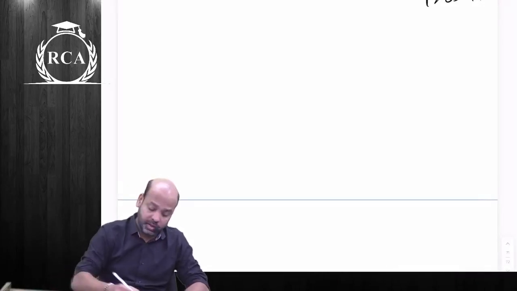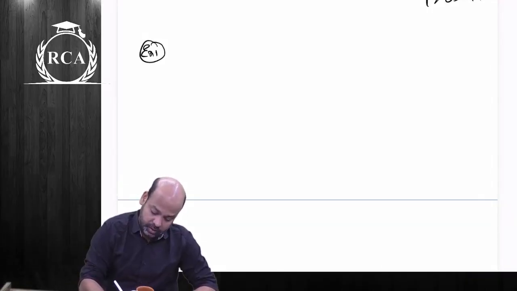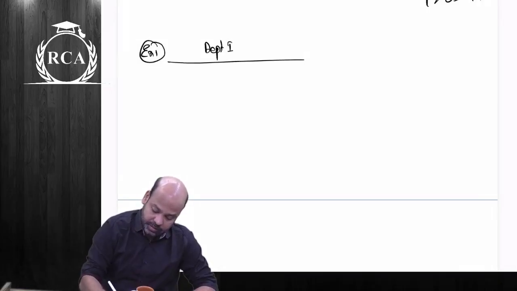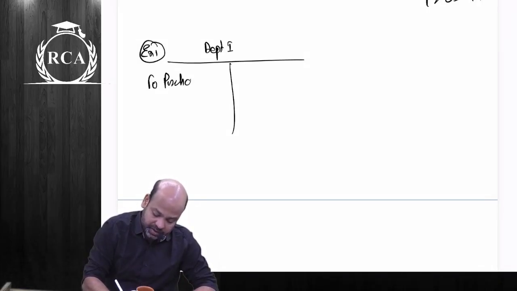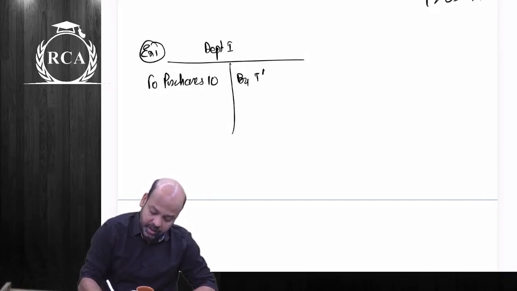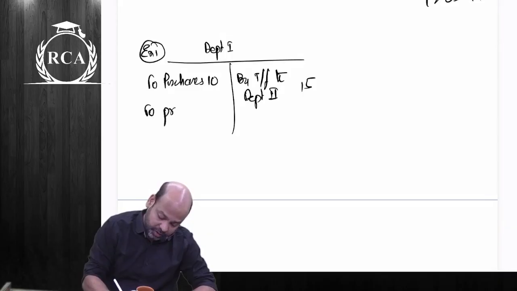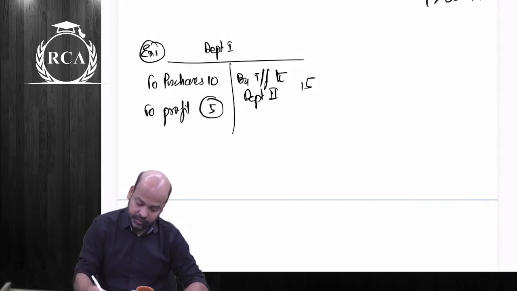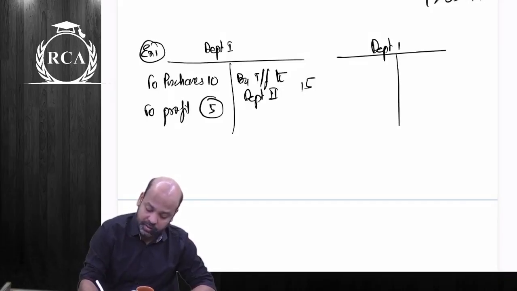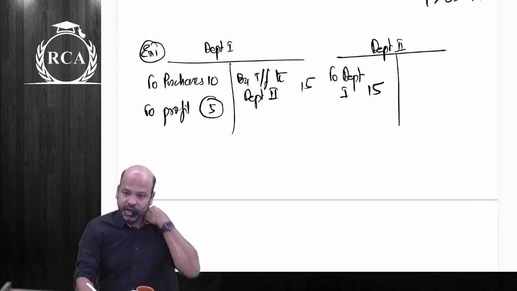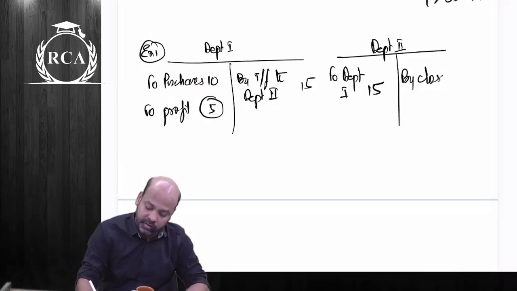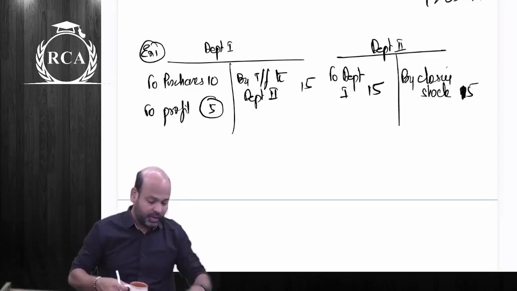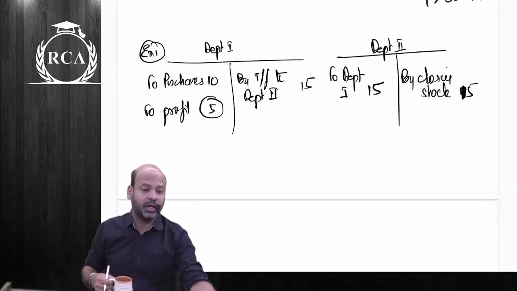All right. Now, start writing along with me. Department 1 purchases at 10 rupees, transfers to department 2 at 15 rupees. Made a profit of how much? 5 rupees. Department 2: the transfer from department 1 came at 15. Let's say department 2 did not do anything. This is lying as closing stock. Obviously, department 2 will report it as a closing stock at 15 rupees and not at 10 rupees. Yes or no?